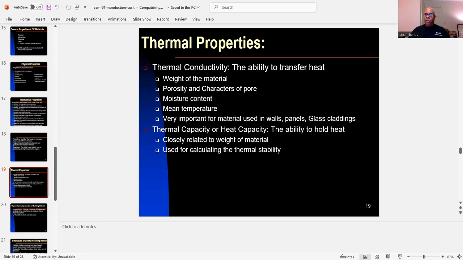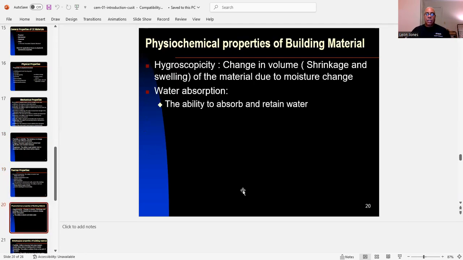That's the ability to hold heat. Under that section, as we get into the subsection, it's closely related to the weight of material. We're talking about thermal or heat capacity and the ability to hold heat. It's also used for calculating thermal stability. Again, that's the ability to hold heat.